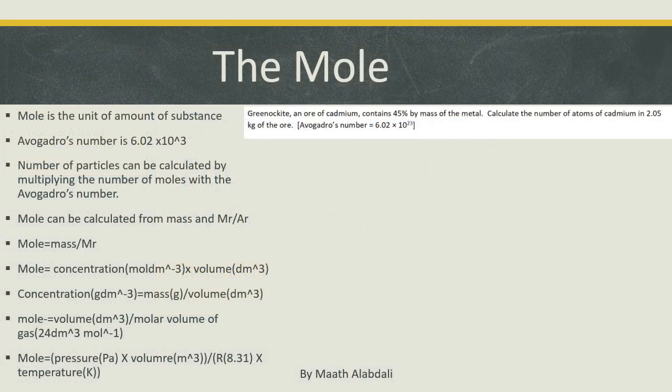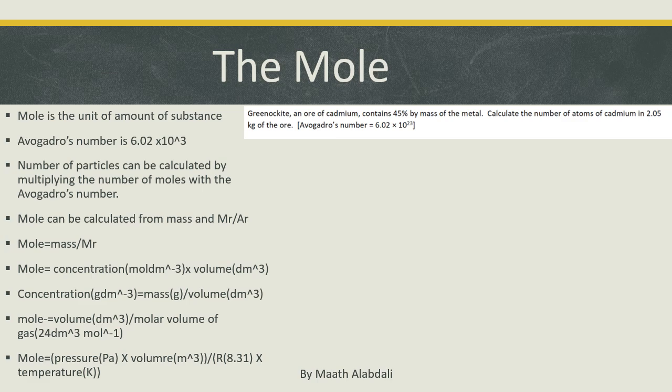Now, the mole. The mole is the unit of amount of substance. These are the things that you have to know for the mole. Avogadro's number is 6.02 times 10 to the power of 23. The number of particles can be calculated by multiplying the number of moles with Avogadro's number. Mole can be calculated from mass and MR, which is the molar mass, or AR. You can call it either AR or MR. MR is for molecule, and AR is just for atom. Mole equals mass divided by MR.